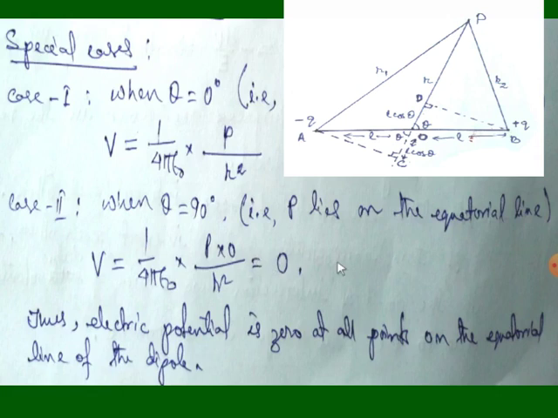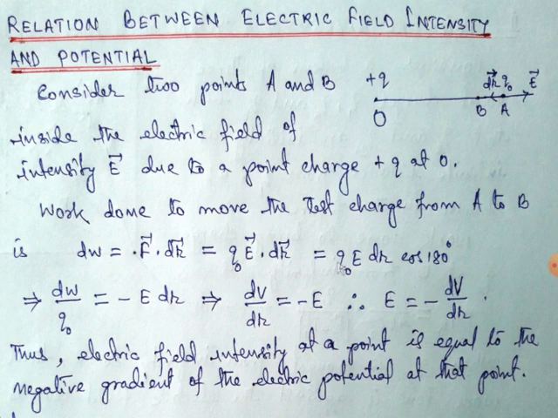For today we need to learn about the relation between electric field intensity and potential. After this, later on we will learn about equipotential surfaces, and at the end some rather important properties of equipotential surfaces. So let's try to find out the relation between the electric field intensity and potential. There is a relation between electric potential and the electric field intensity.